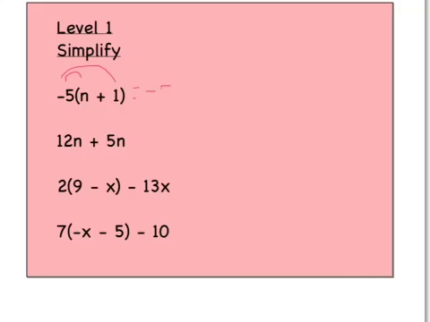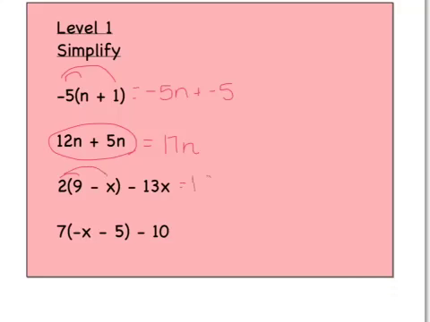So this would be negative 5n plus negative 5, or you could say negative 5n minus 5. Combining like terms, 12n plus 5n gives us 17n. Here we have to distribute before we can combine like terms.